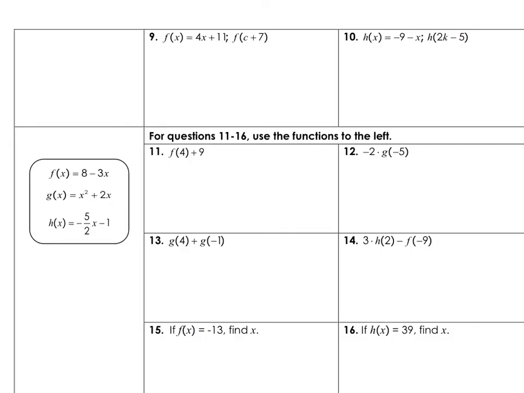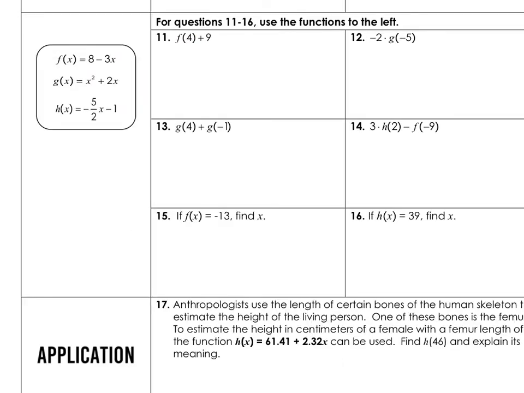On the next page, 9 and 10 look a little funky because there's a couple of things going on there. So I am actually going to skip 9 and 10, and we're going to go ahead to number 11. The directions for 11 say, for questions 11 through 16, use the functions to the left. And then if I look at number 11, it says f of 4 plus 9. By itself, that looks very strange.